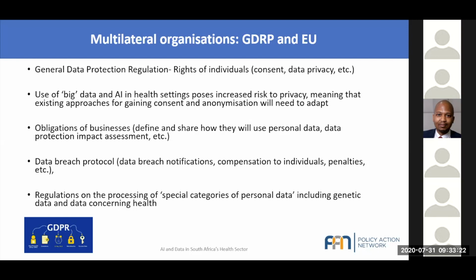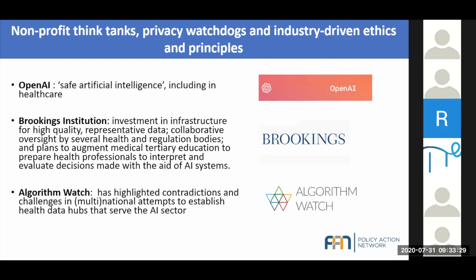Okay, and I spoke a little bit about the genetic data and how those special categories of personal data could be impacted. Moving on from those multilateral organizations, I want to talk about a group that I was very surprised to see had a lot of work done around the principles governing the ethical use of data. And these are the nonprofit or the watchdog organizations. And I've just got 3 represented here, such as OpenAI, and they are calling for safe artificial intelligence throughout healthcare. The Brookings Institute, for instance, talk about investing in infrastructure, getting high quality data that is representative.